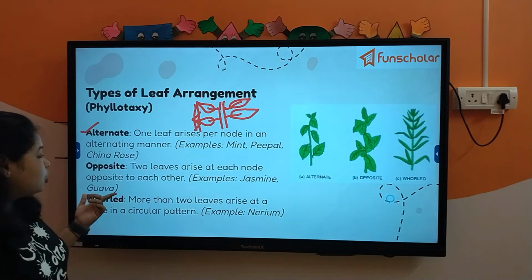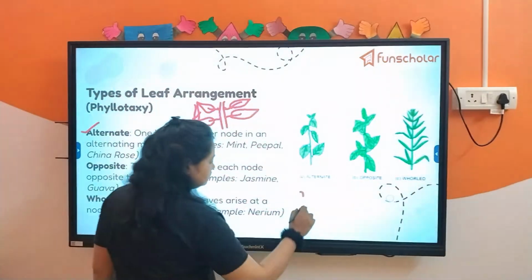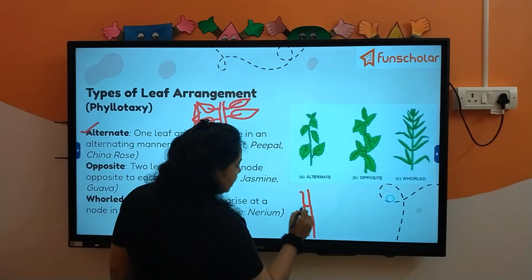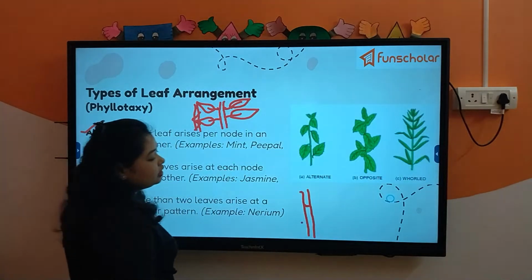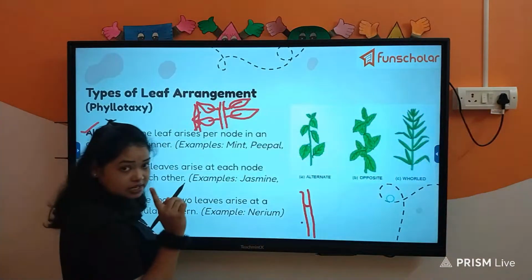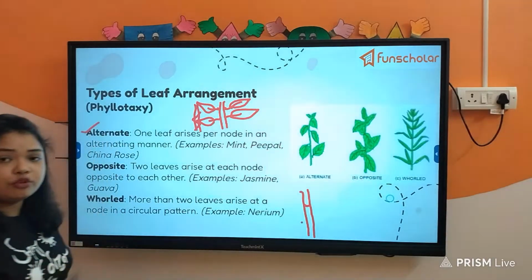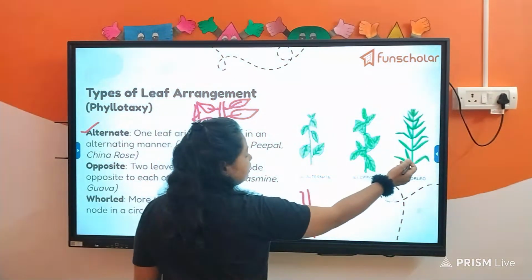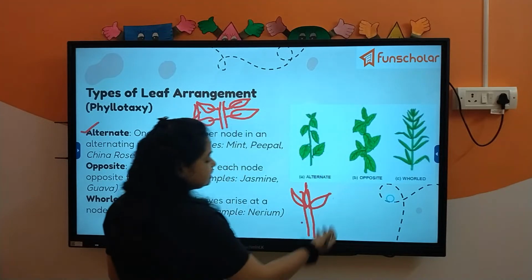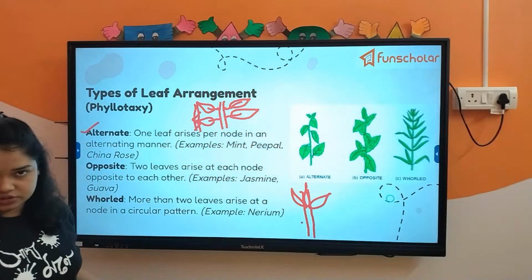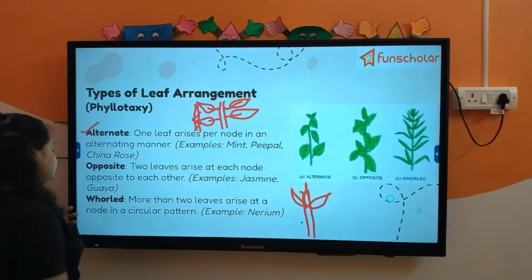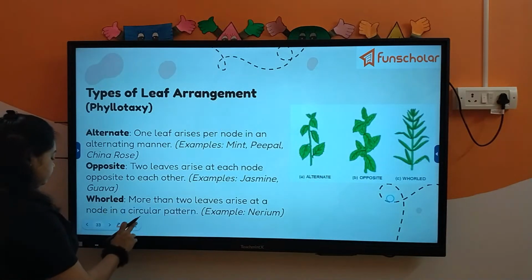And last but not the least, whorled. For example, this is the stalk, this is the node. Now from this node, more than two leaves will appear surrounding the stalk. It can be 3, it can be 4, it can be 5. You can see here also, whorled. So from this node, and on the back side there can be another one from a single node around the stalk. So these are the types of arrangement of leaves, which is also known as phyllotaxy.